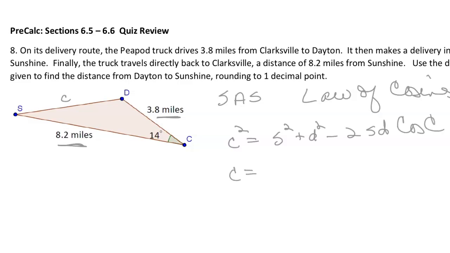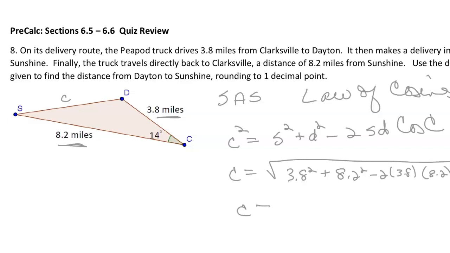Okay, once again, I don't want to put in the numbers and get a squared answer. I want my actual answer, which is little side C. So my S side is 3.8. 3.8 squared plus 8.2 squared minus 2 times 3.8 times 8.2 times the cosine of the given angle. And I'm getting C is going to be 4.6 miles.